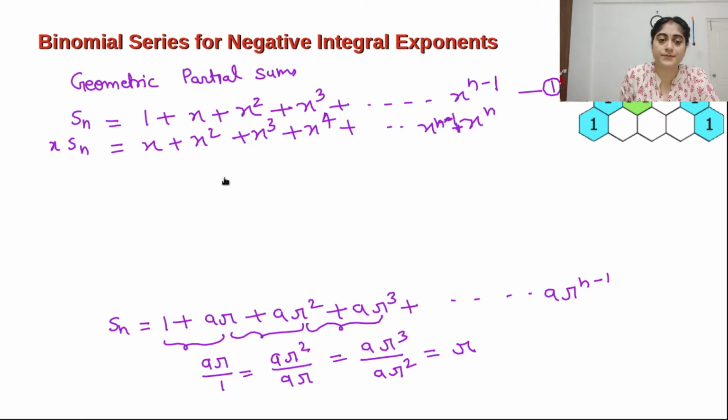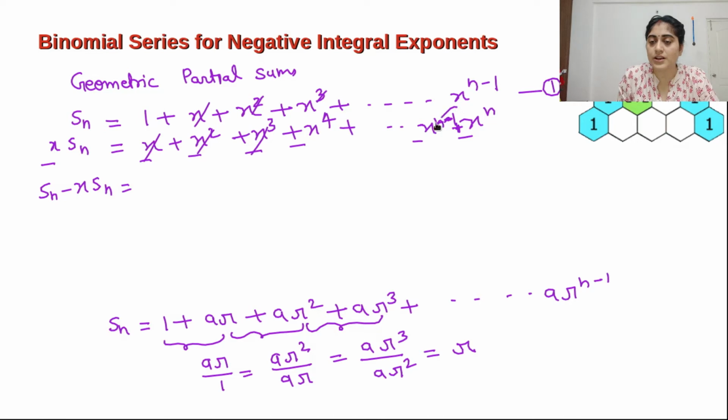Now we subtract these two. What happens? It can be written as Sn minus x Sn equals, this will cancel, this will cancel, like that all terms will cancel. Only 1 minus x^n is left. If I take Sn as common, then (1 - x) Sn equals 1 minus x to the power of n.